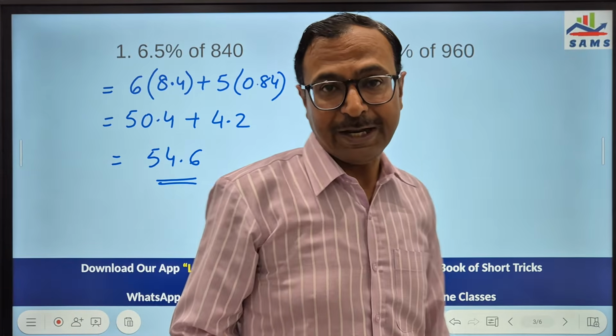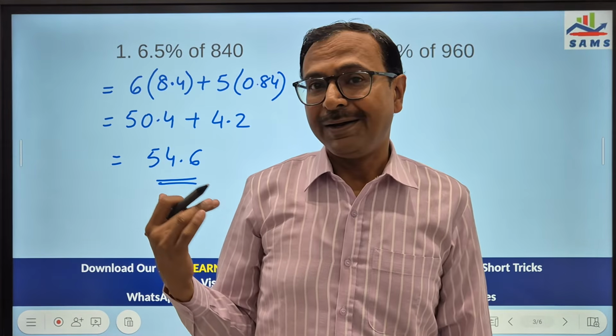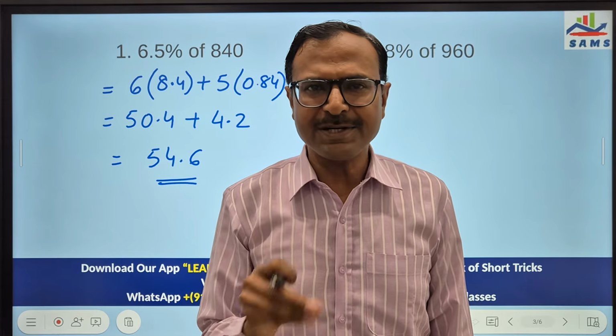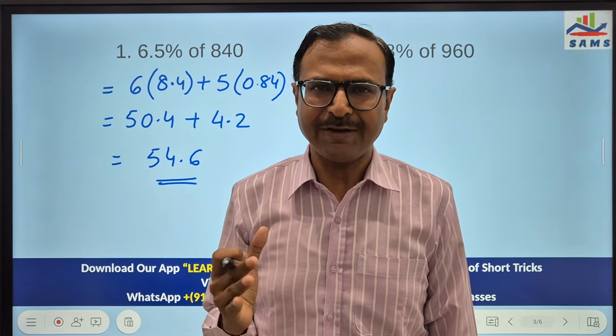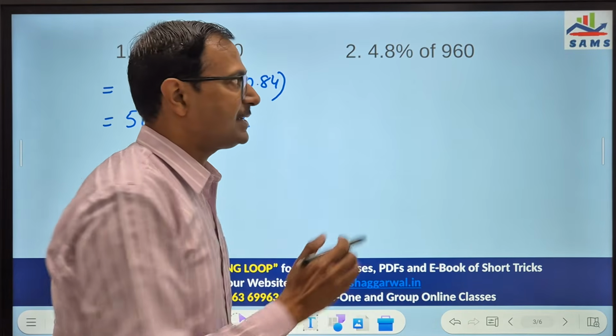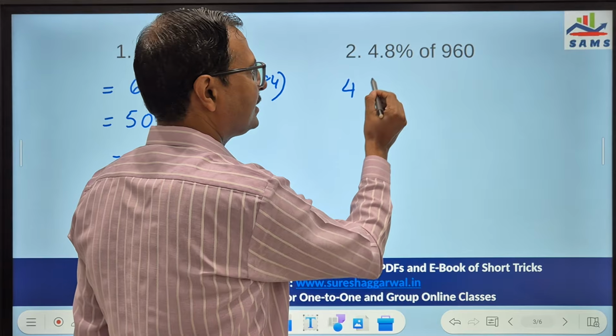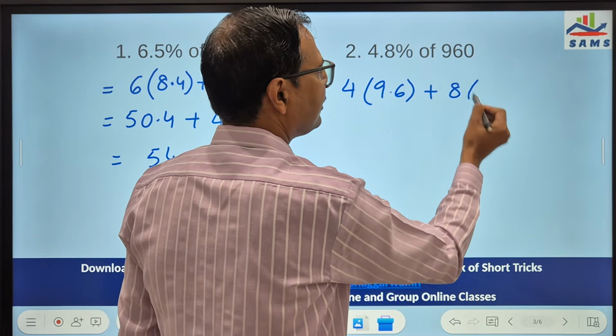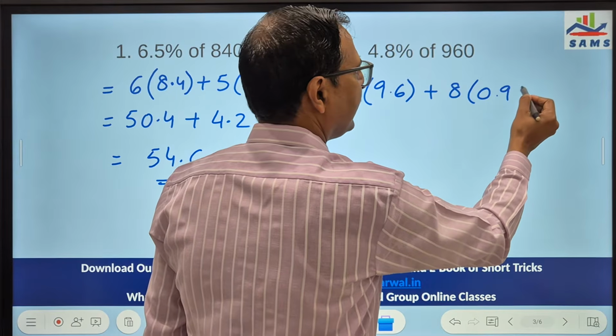Now I know you must be feeling better now, and you will suddenly realize this is not that difficult, because single digit multiplication is one of the easiest things. Now let's see another one. 4.8%. See, 4 times 1% and 1% is 9.6 plus 8 times 0.1%, which is 0.96.